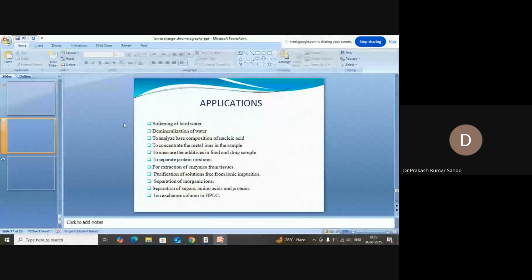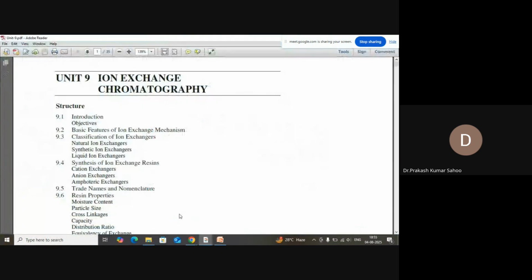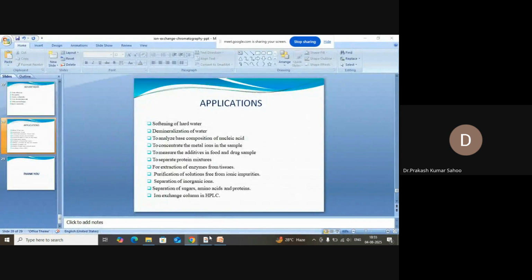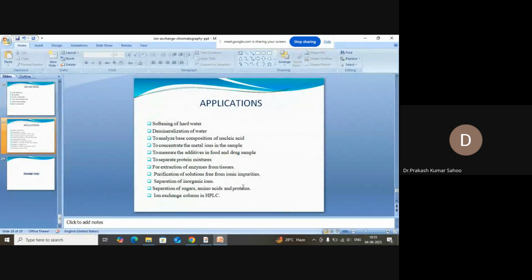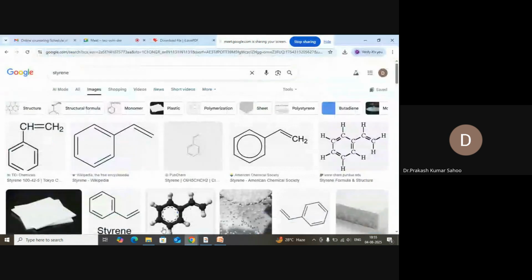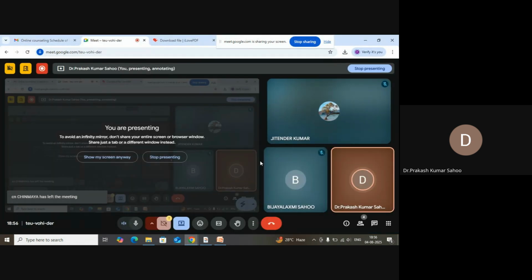So this is your unit 9. After that we will have the next unit, size exclusion chromatography. Before that, if you have any doubt or anything you wish to share about this chromatography, you may unmute and ask your questions. DJ, Lakshmi, Jitendra.